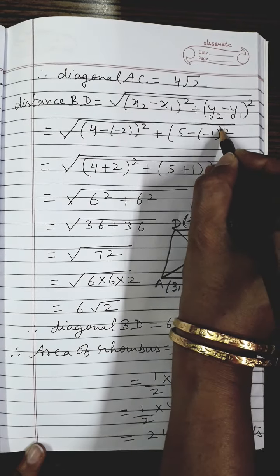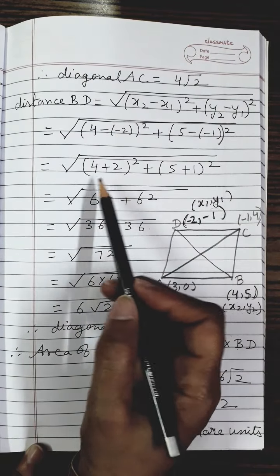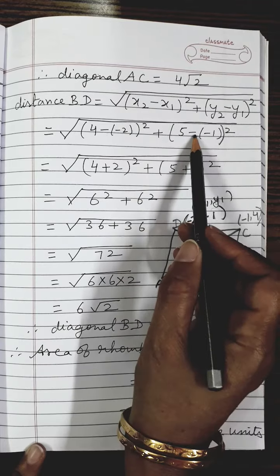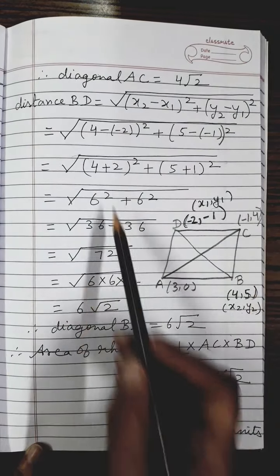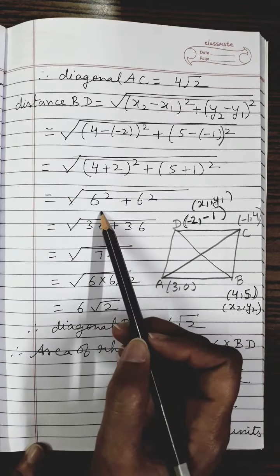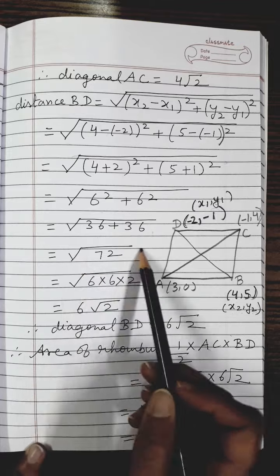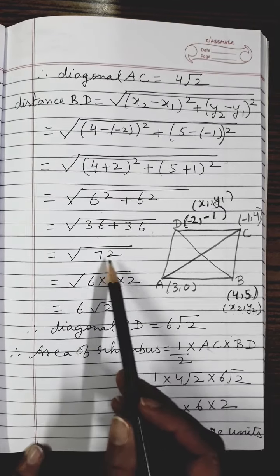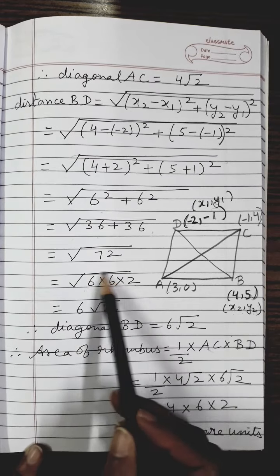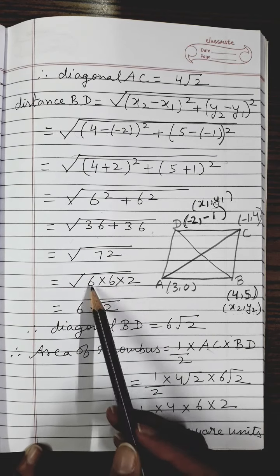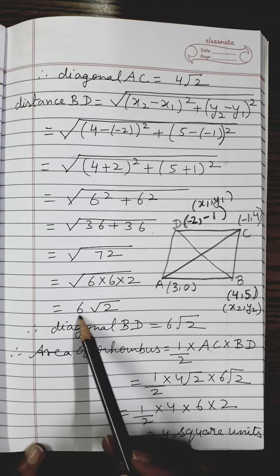This is the big bracket over here. So the next step will be: minus into minus gives you plus, so (4 plus 2) whole square plus, minus into minus gives you plus, (5 plus 1) whole square, and of course this is under the square root. Next step, this gives you 6 square, and this gives you 6 square. Next step, square root of 36 plus 36, square root 72. Factorize it. This will give you 6 into 6 into 2. So this is already paired. The square root of 36, which is 6, will come out outside the square root sign. So you will get 6 root 2.